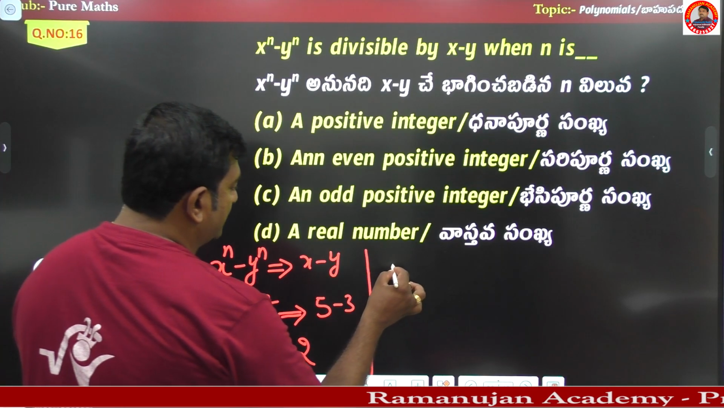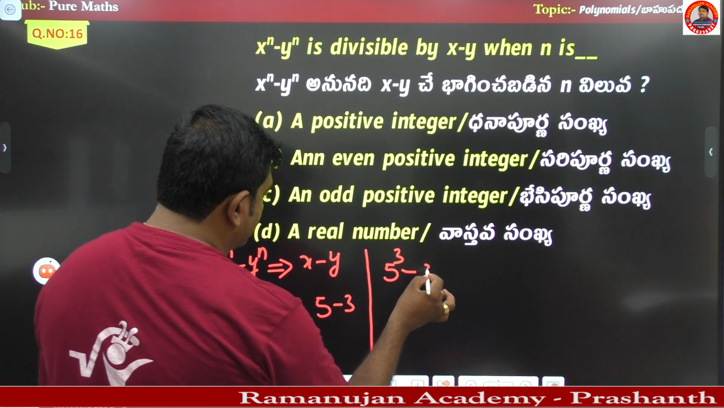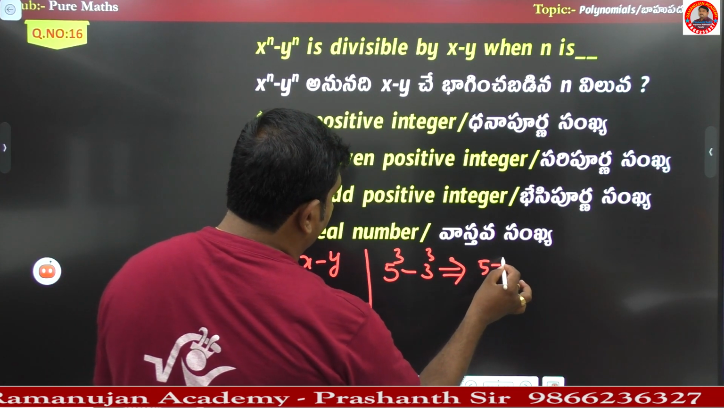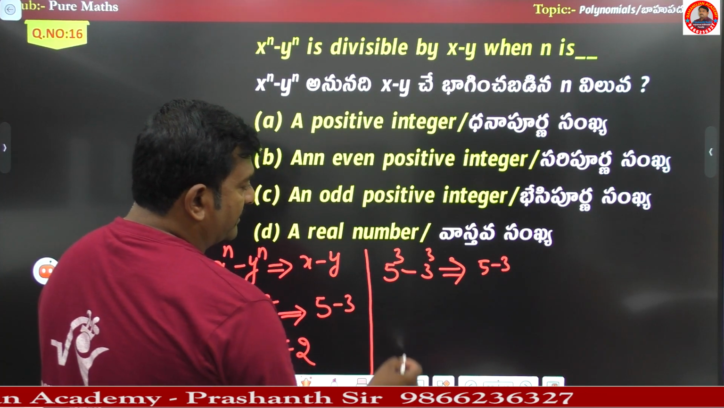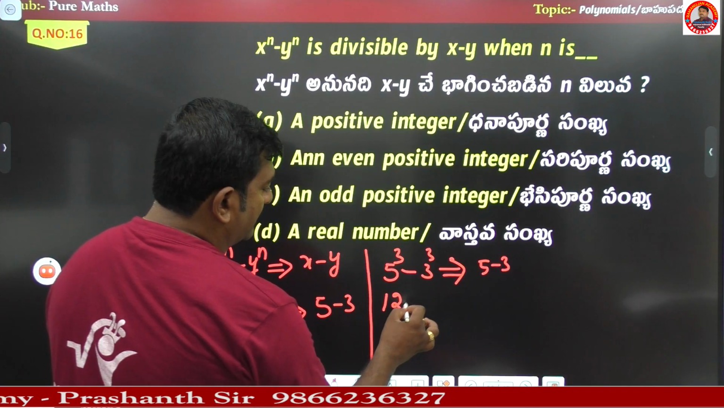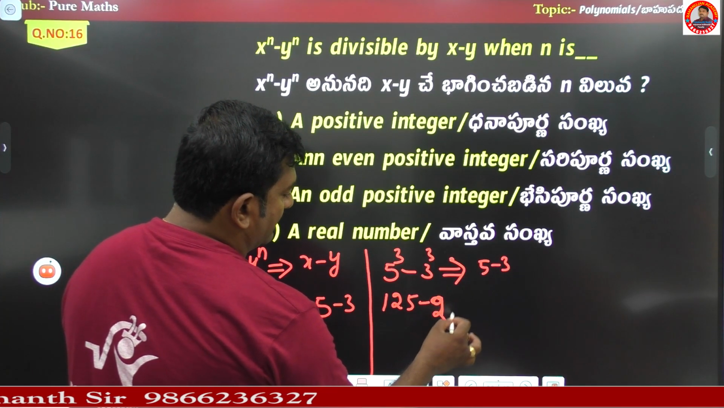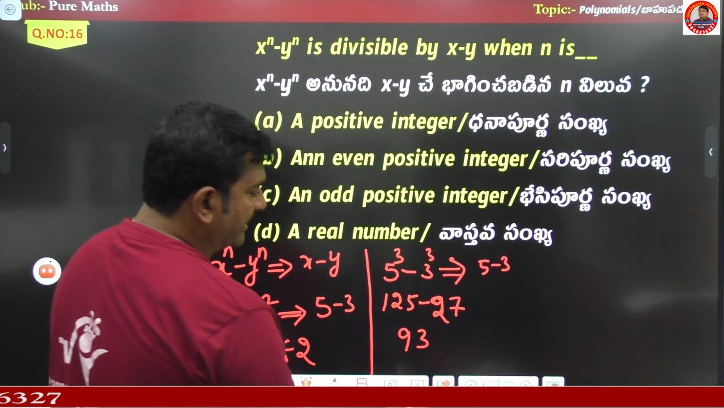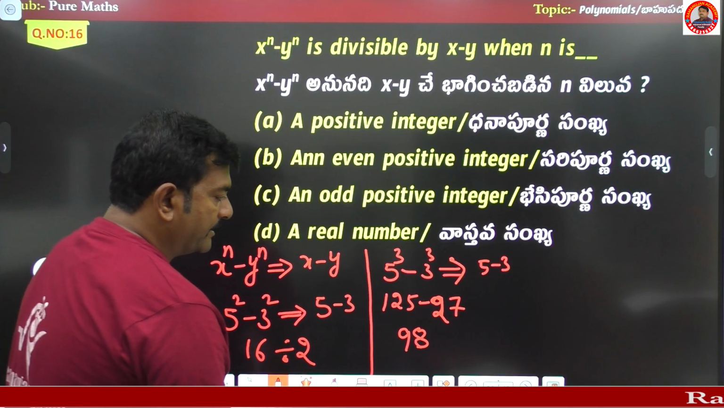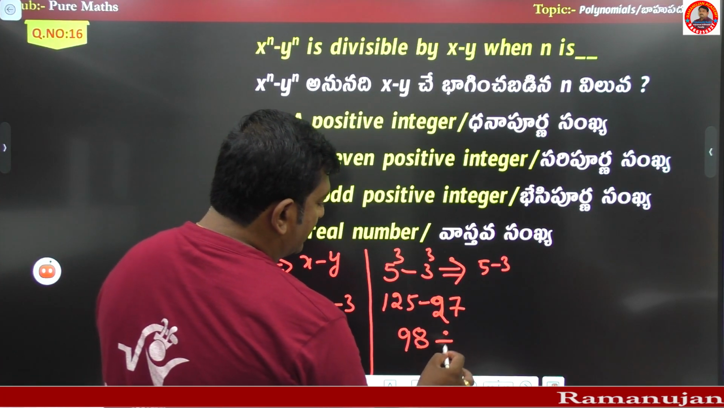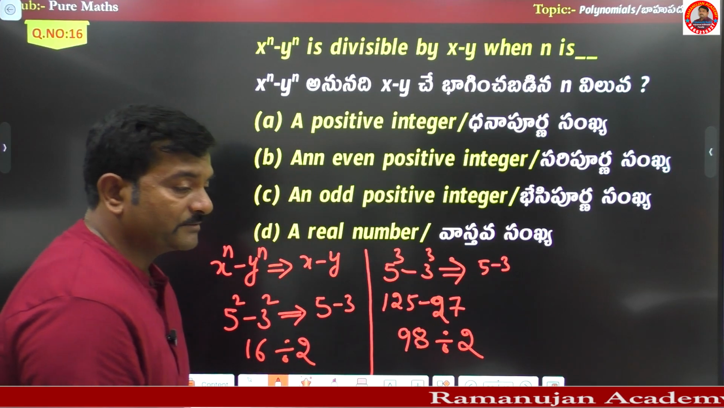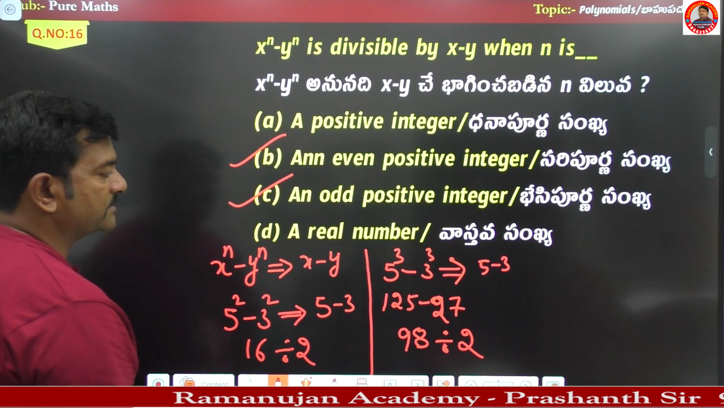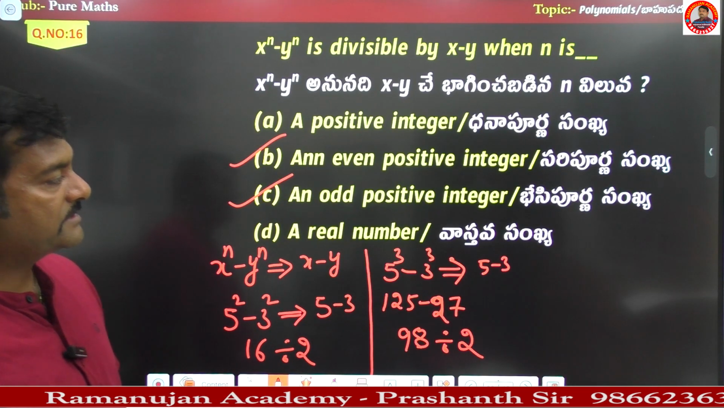We'll take some odd values also. Let's see what happens. 5 power 3 minus 3 power 3. This also has to be divisible by 5 minus 3. 5 cube is 125, minus 27. Therefore we are getting 98. Is 98 divisible by 2? Yes, 98 is also divisible by 2. This condition is applicable not only for even numbers, but also for odd numbers.